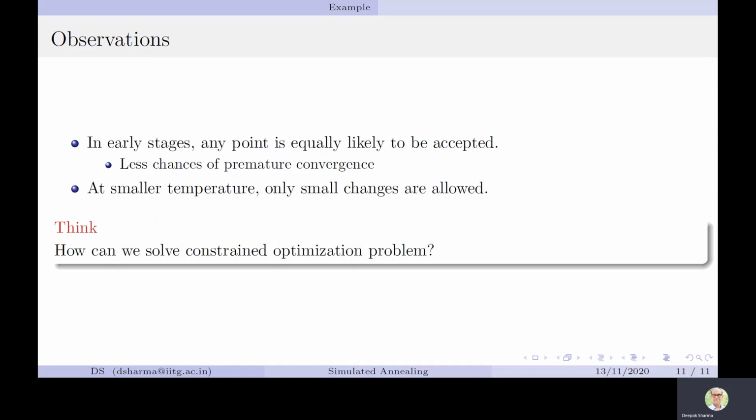But as the iterations go on, the temperature will be reducing. So at a small temperature, only small changes are allowed. So this is what we have understood with simulated annealing.